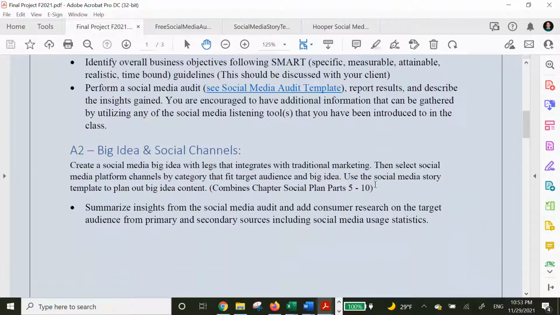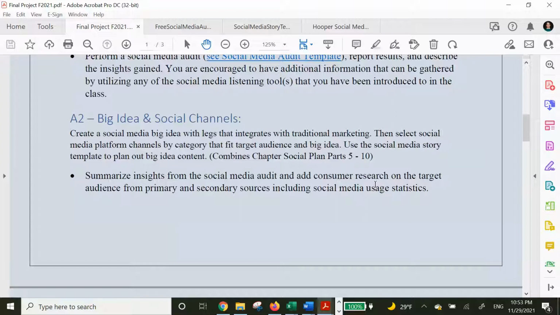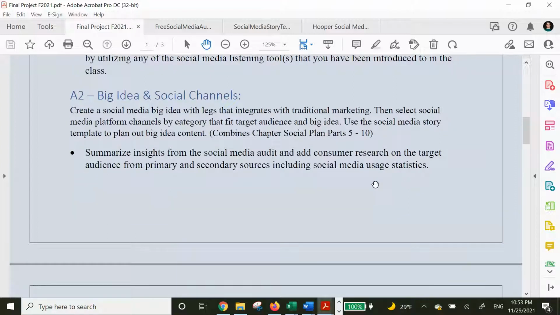Okay. So then we're going to move on to the big idea and social channels. So the big idea is basically, okay, these are all the objectives that I want to achieve, but how are they tied together? They're tied together to a big idea. The big idea is basically what you are trying to accomplish with your marketing or social media marketing plan. So this big idea cannot be isolated. This big idea needs to be plugged into the overall marketing strategy of the company.